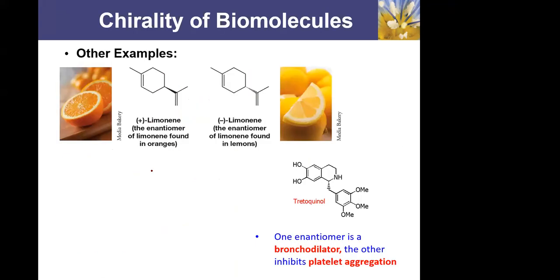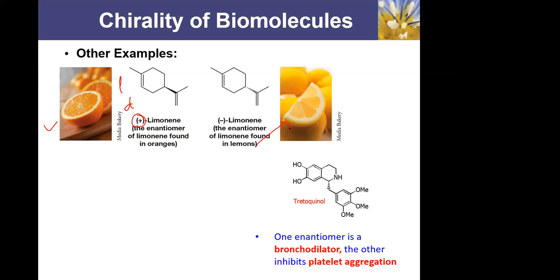If we talk about limonene, the positive, what is positive now? Dextro or levo? Is it D or is it L? D, right? So that limonene enantiomer is found in oranges. Another enantiomer gives the taste to lemons, 2 different tastes. Isn't it?